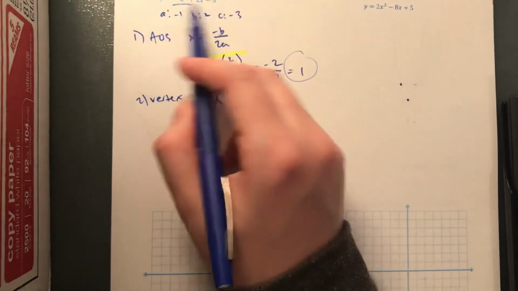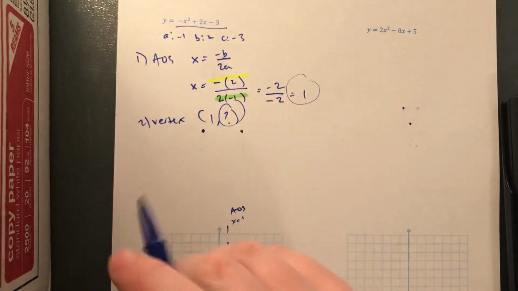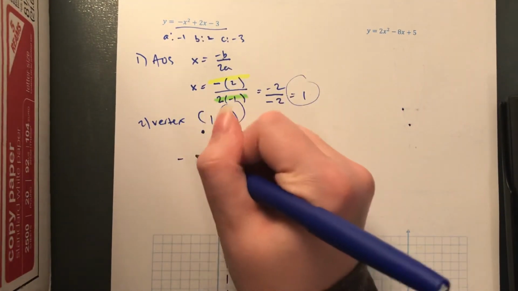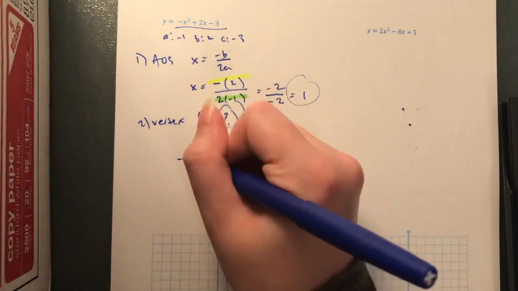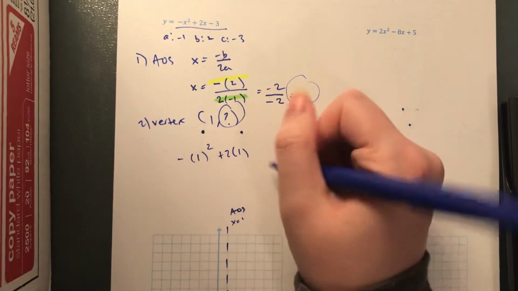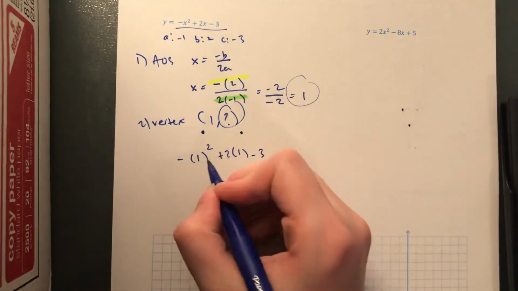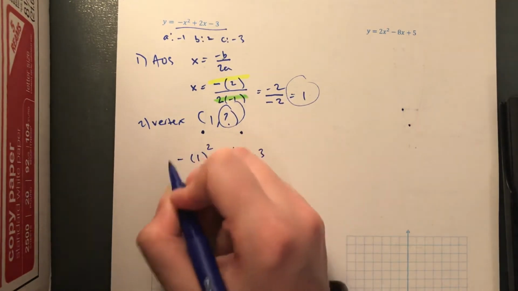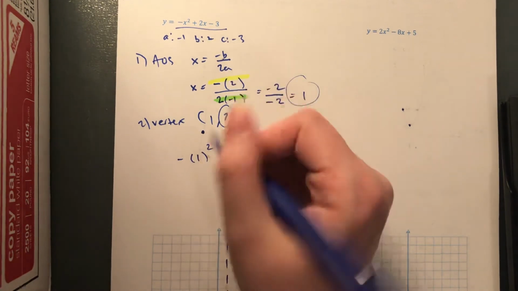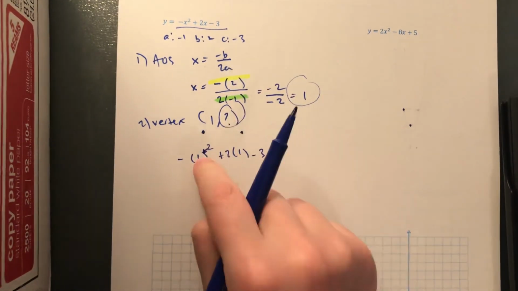So everywhere that there's an x in my original quadratic, I'm going to put some parentheses and plug a 1 in. So negative is part of the formula, then x squared plus 2 times 1 minus 3. Remember, this is tricky right here. It's not negative 1 squared. The squared only goes to what's in parentheses, and what's in parentheses is the 1.